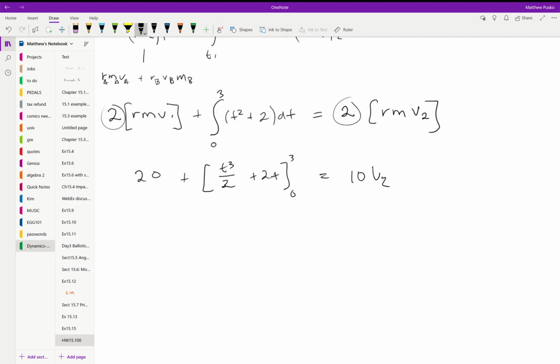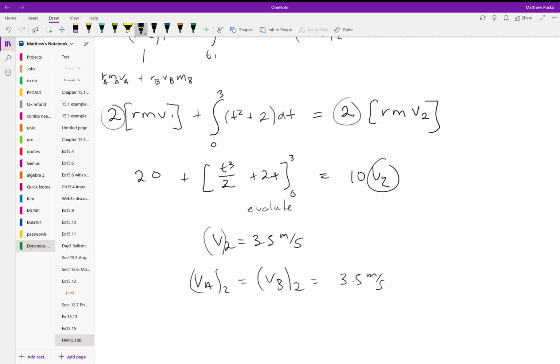Alright, we can evaluate that and solve for v2. We're done. v2 then would be 3.5 meters per second, and that is the v at 2. So V_A at 2 is equal to V_B at 2, and that is 3.5 meters per second. Ta-da!